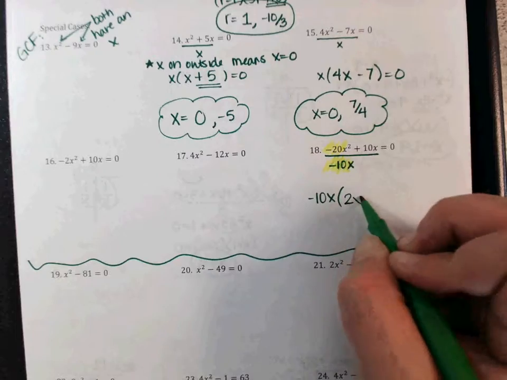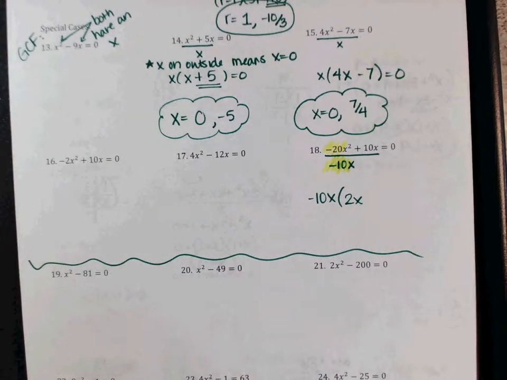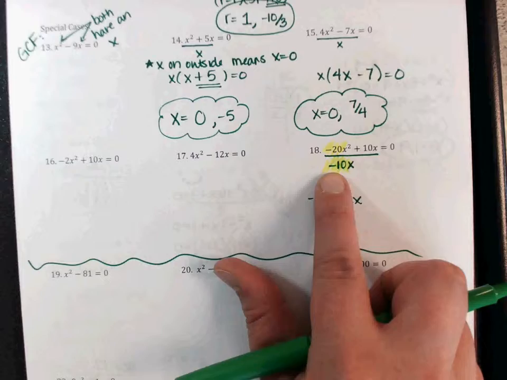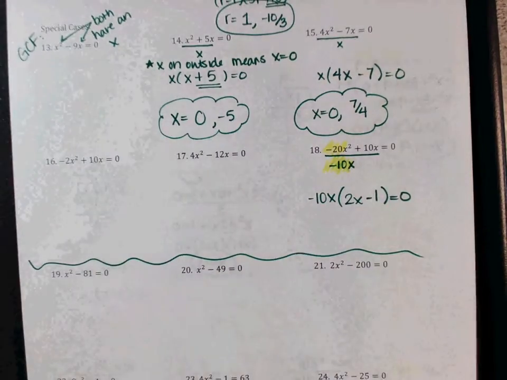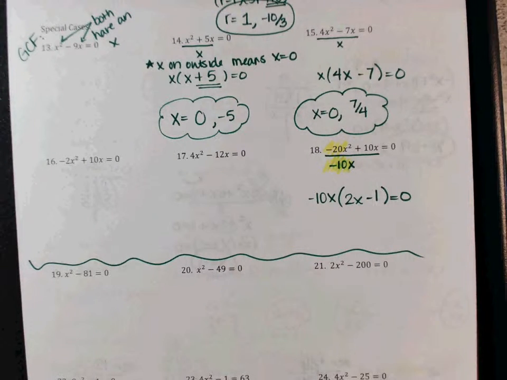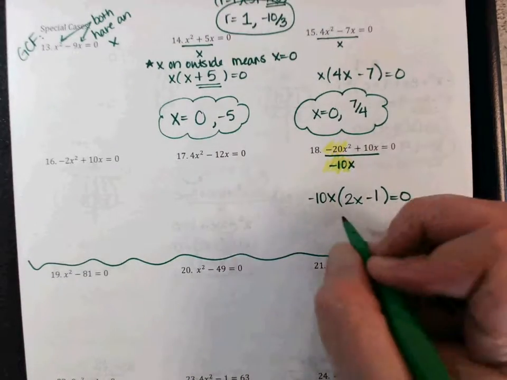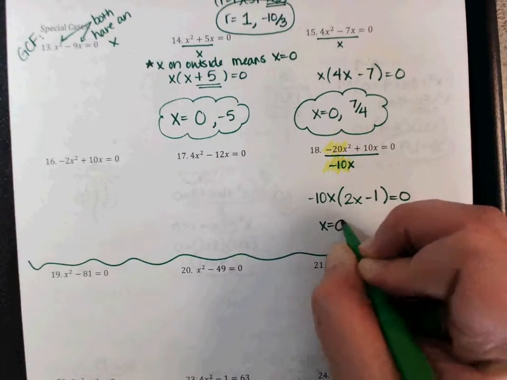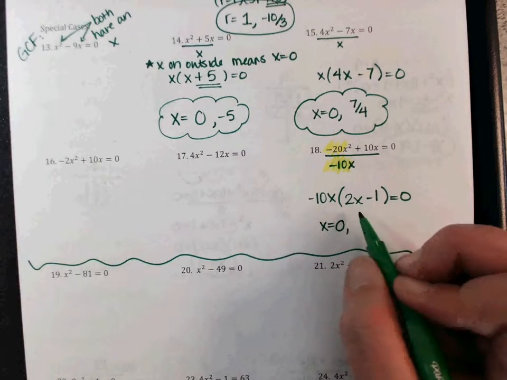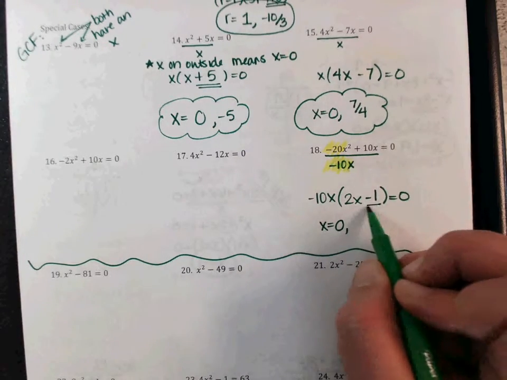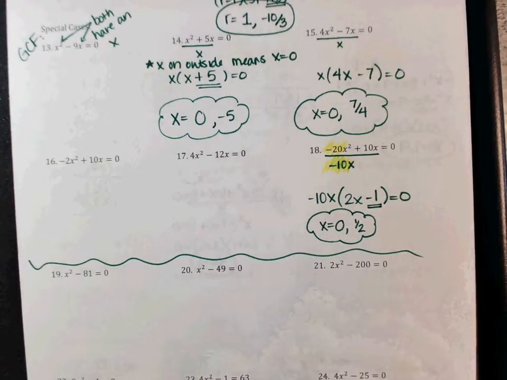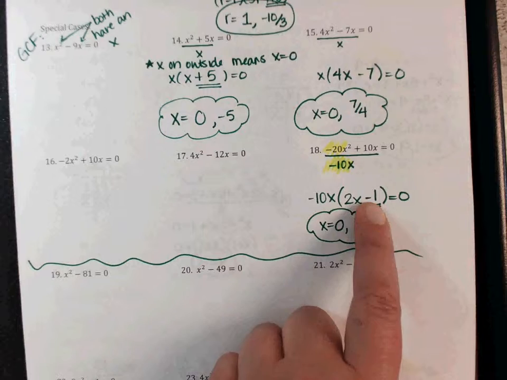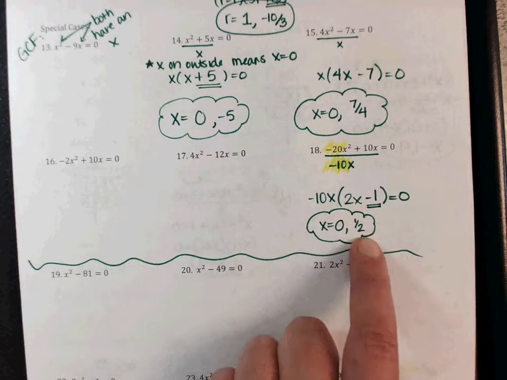Positive 2x, good. Okay, then for my next one, I had a positive 10 divided by a negative 10. What do I get? Minus 1. Because 10 divided by negative 10 is negative 1. Then from there, I identify my solutions. X is on the outside. What does that mean? 0. And what about 2x minus 1? Positive 1 over 2. So remember, you take the second number, switch the sign. So it was a minus 1, I turned it to a positive 1, then 2 goes on the bottom. Okay?